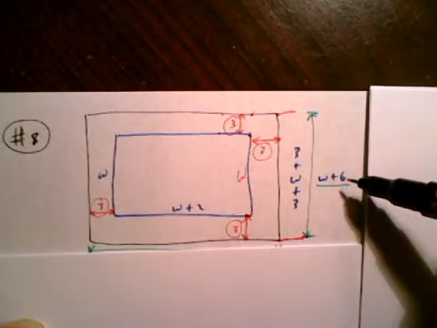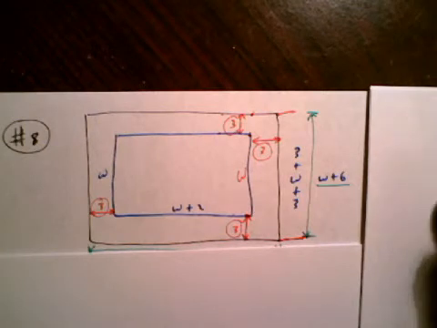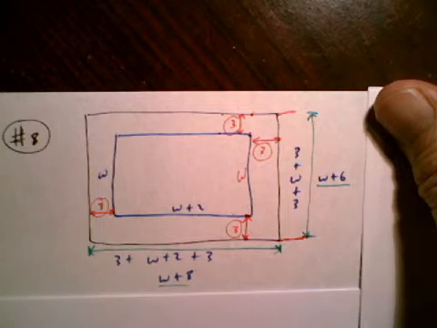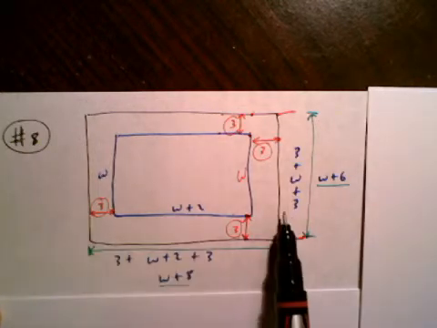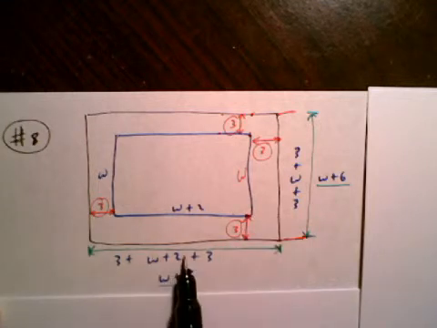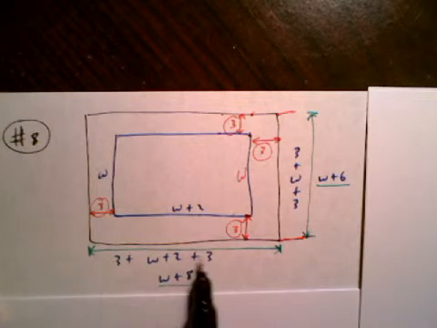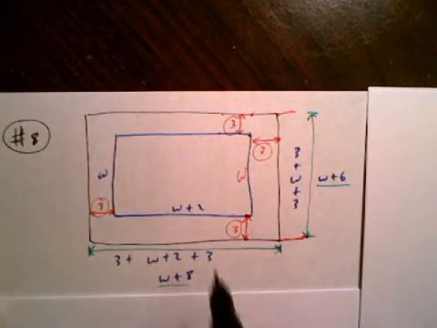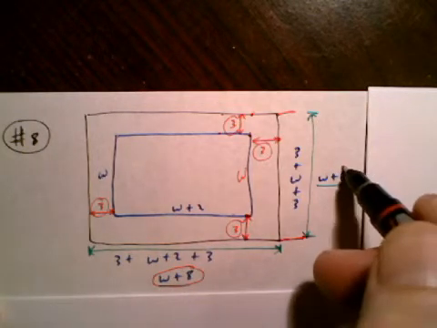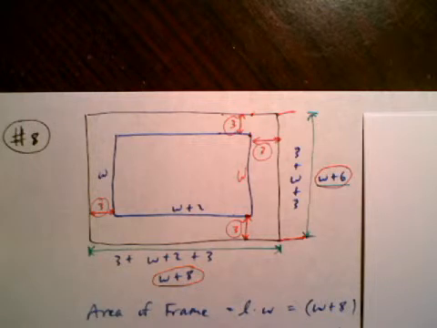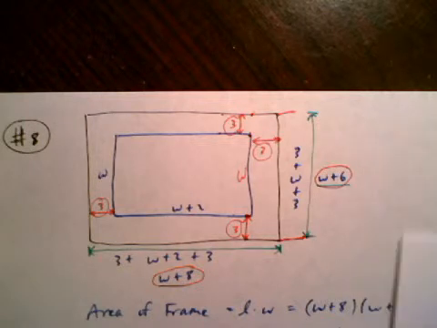Now go ahead and do the same thing for the other side if you haven't done that already. Pausing the video, you do that same thing, and you get from one edge of the frame to the other, you go 3 plus W plus 2 plus 3, and when you combine the like terms, 3 plus 2 plus 3 is 8, and you have a W, so you have W plus 8. So W plus 8 is the length of the frame, W plus 6 is the width of the frame, and then it says that the area of the frame is 168.